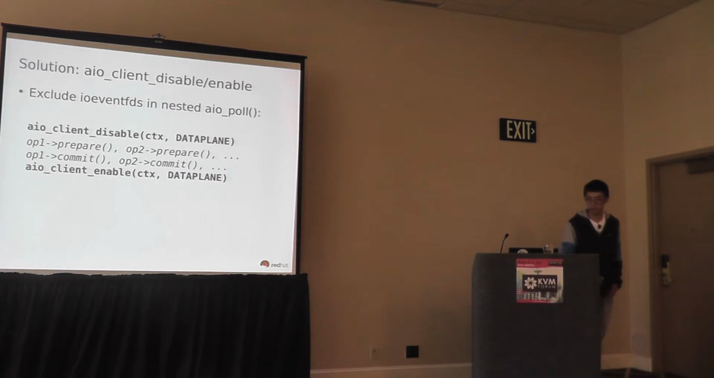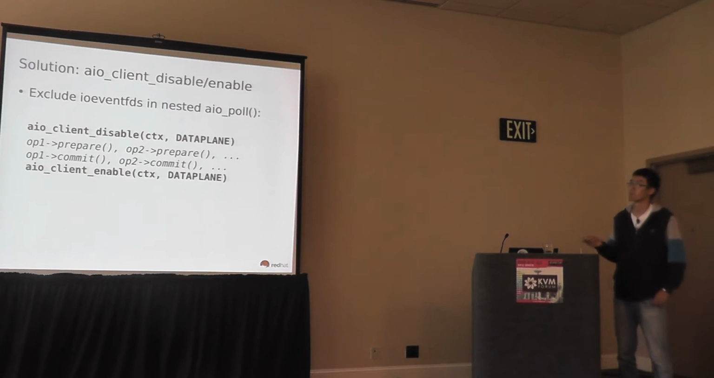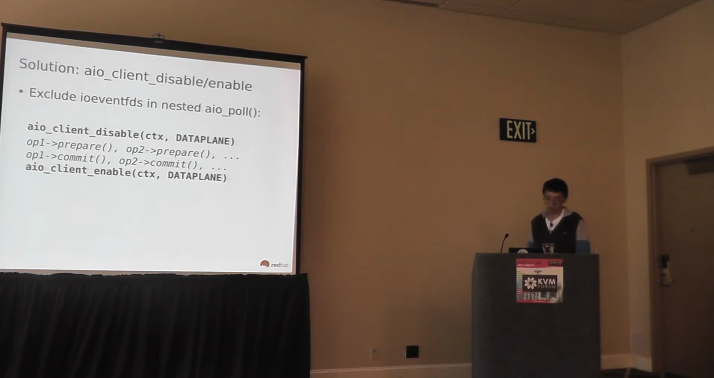So that is in the middle, it's a schema of the QMP transaction. There are multiple operations to do preparation, and when every element of the transaction has succeeded, we will commit it. So what we should do is, before we do the actual preparation, we should disable the IO event FD, which is dataplane here. And only after we finish everything, we can re-enable the processing of guest requests.